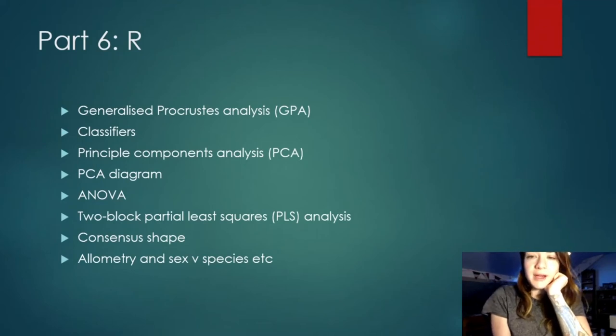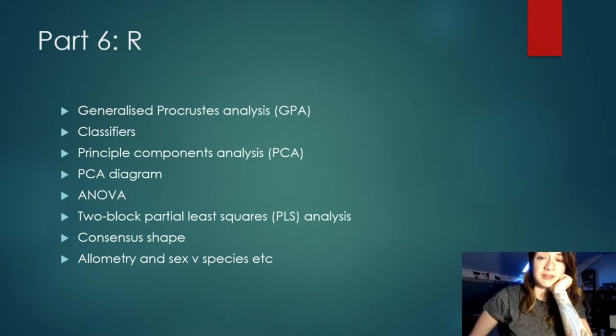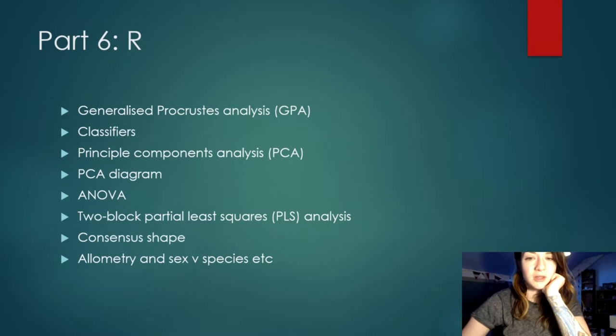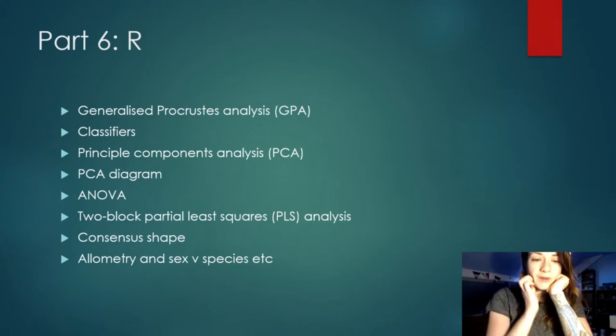So now we're going to go through analysing your data in R using the geomorph package. Functions in this package allow you to read, manipulate and digitise landmark data. You can generate shape variables via procrustes analysis for points, curves and surface data. You can perform statistical analysis of shape variation and covariation. You can also provide graphical depictions of shapes. And then we can also look at allometry and sex versus species.